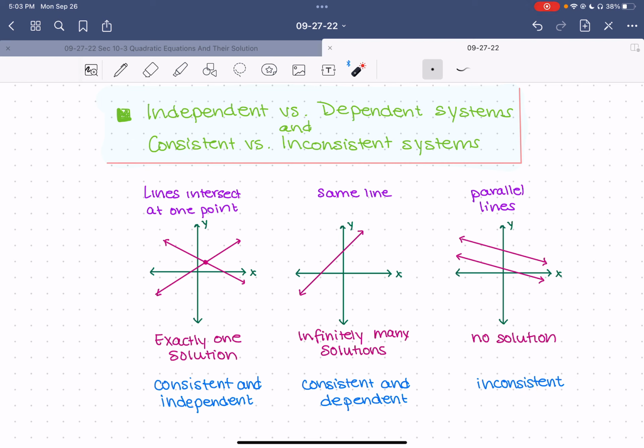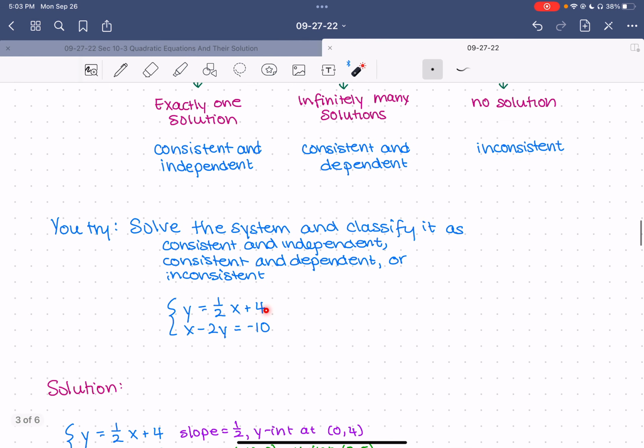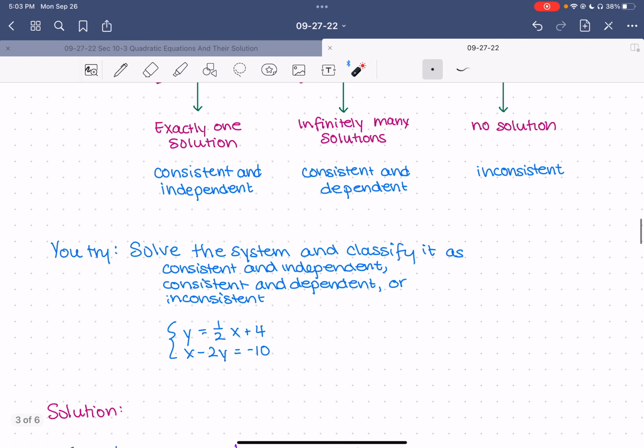I don't know a good way to memorize this because these words honestly don't make sense to me either. I wish I could help you on this one. We just memorize it. All right, so you try this one. Try solving this. I encourage you, pause the video and try it out. Try graphing these two lines, see what it looks like, find the solution, and also classify them as one of these three. So pause the video right now, see what you get.